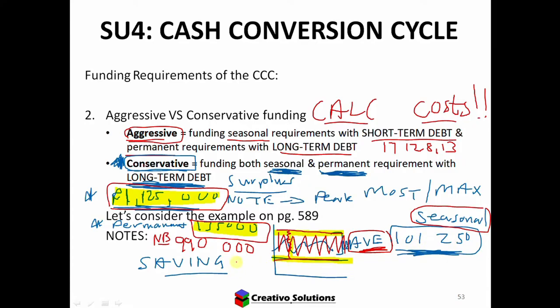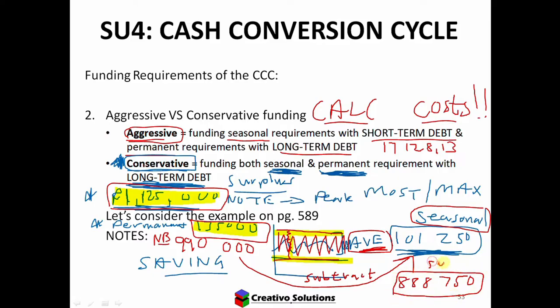101,250. So subtract that. What do you get as an answer? Okay, on my calculator I'm going to subtract again. 101.25. What do you get? 888,750. Good, yes. Okay, this is the surplus.